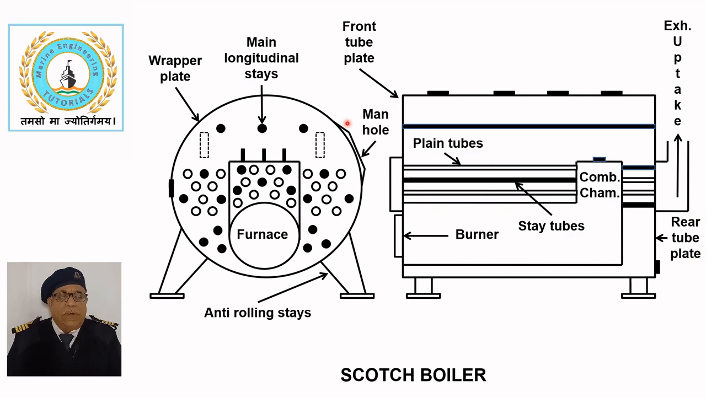Two manhole openings were usually provided, one on the wrapper plating and the other at the bottom of the rear tube plate. These openings were compensated to restore plate strength, and the manhole on the wrapper plating had its minor axis parallel to the boiler axis.